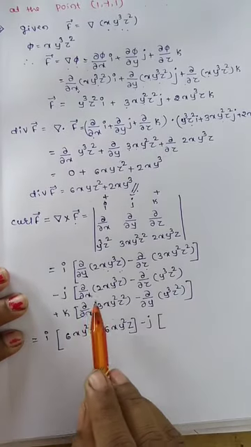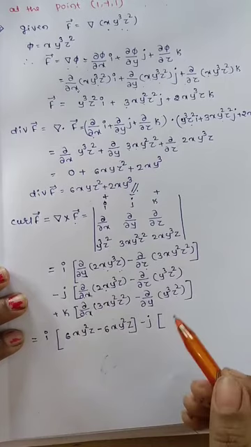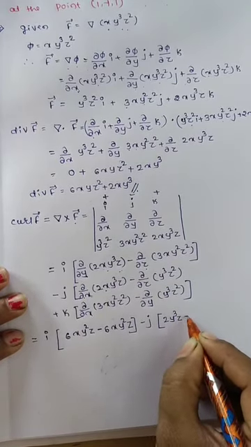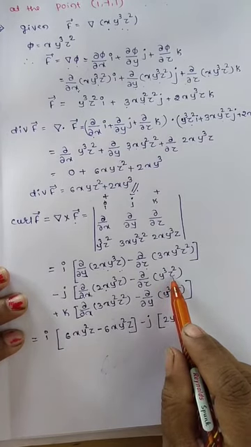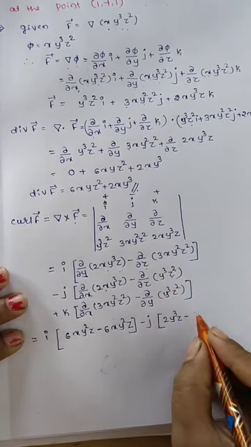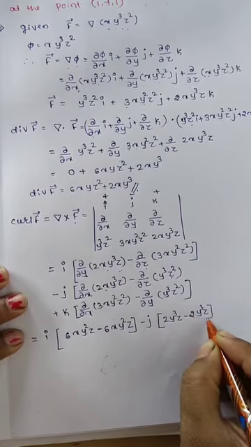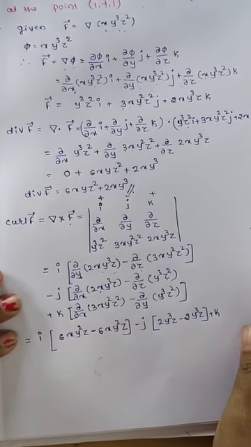Minus j, second term. Now we have to differentiate with respect to x here. x becomes a 1, and 2y³z are the constants. Now we have to differentiate with respect to z here. z² becomes 2y³z. Plus k.